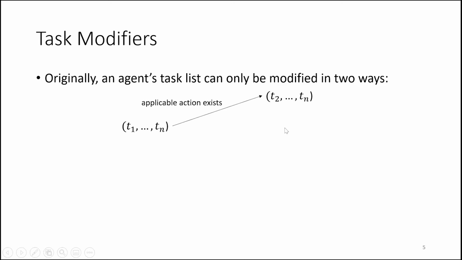And if there exists an applicable method, then the new task list would have the subtasks of that method replace the first task, followed by the rest of the tasks. And task modifiers, the extension we described, provide another way to modify the task list without making any significant changes to the definition of methods.